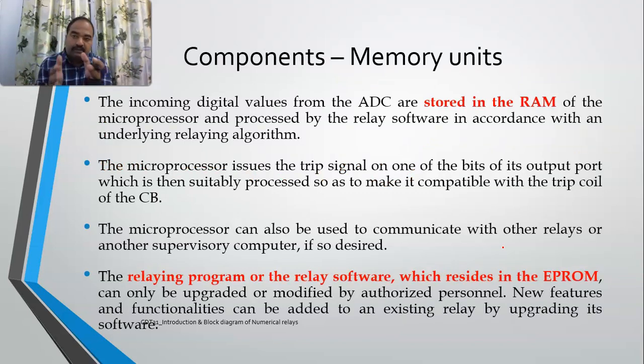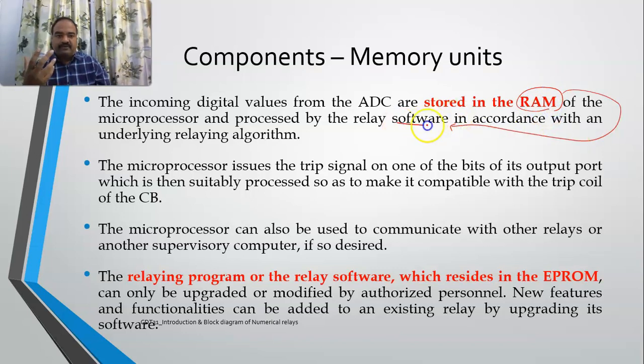So once you process the data, now the question is your microprocessor is taking the data now, right? Now it is to be stored somewhere, right? So that's why you will be having memory units also in your numerical relay. One such memory is random access memory, or what you call a RAM. So whatever the digital values which you are getting from your ADC, they will be directly stored in the RAM. Okay, and whatever data is stored in the RAM will be processed by your relay software. And the relay software will be having an algorithm also, which you have already written.